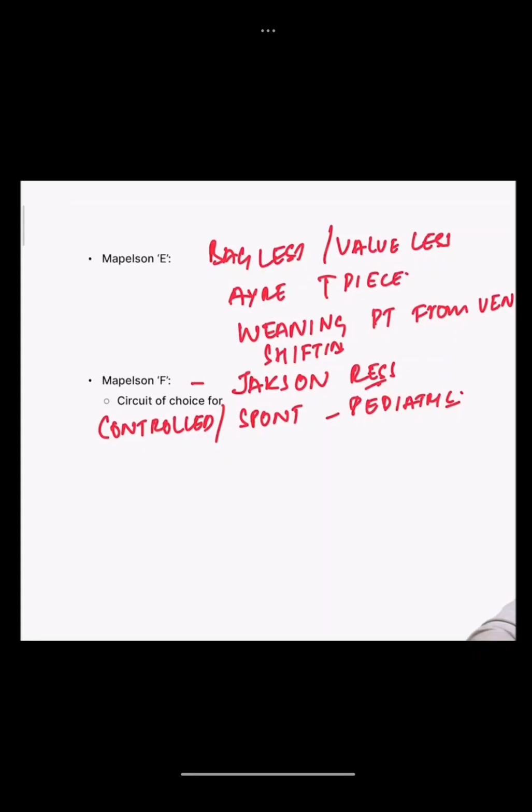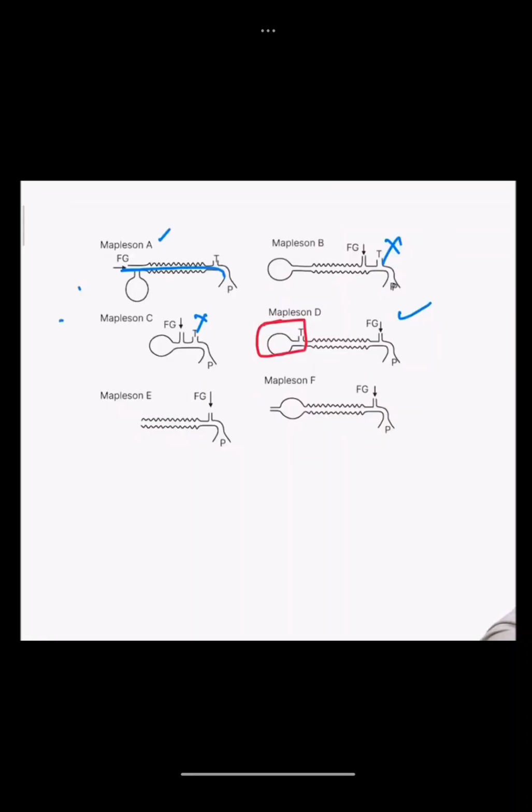Regarding the breathing circuits, remember, as we start with the Mapleson A circuit and proceed from A till F, the APL valve goes away from the patient. Initially it is near the patient, but as we proceed, the APL valve is away from the patient. The bagless and valveless circuit is the Mapleson E circuit.